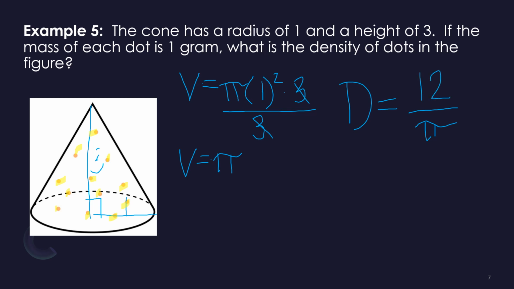And so I'm just going to do 12 divided by pi. Again, we're going to use pi, not 3.14. We are going to need to round this, but our density is approximately 3.8. And that was in grams, and we were not given a specific unit for the cone, so we're just going to say units cubed.